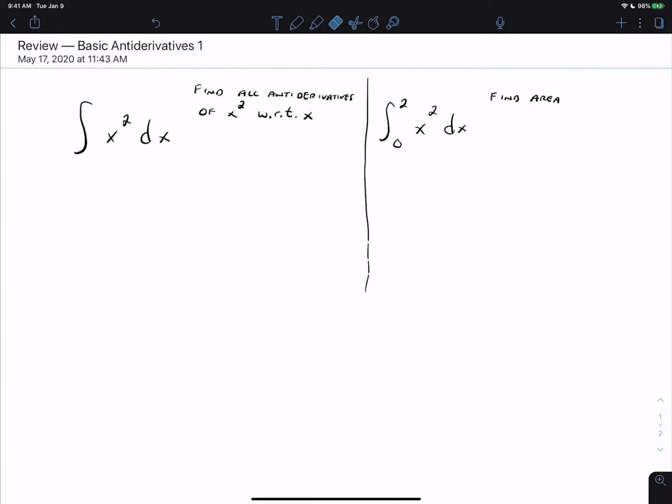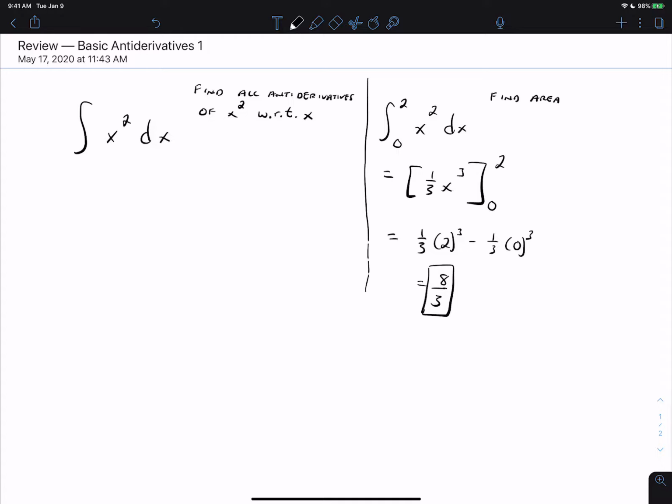On the right, we determine any antiderivative. One such antiderivative is 1/3 x to the third, and we plug in the 2, plug in the 0, and subtract. So we get 1/3 times 2 to the third minus 1/3 times 0 to the third, which gets us 8/3. So the area under the graph x squared from 0 to 2 would be 8/3.